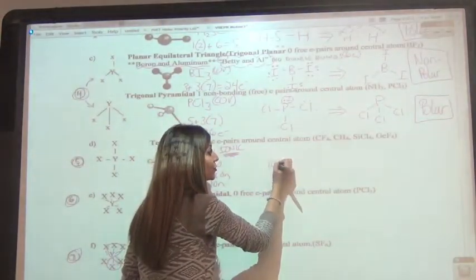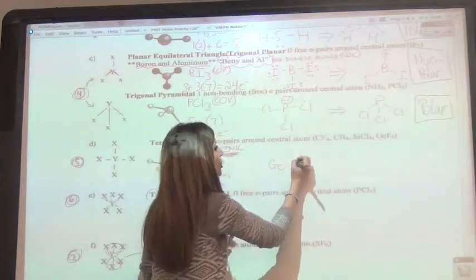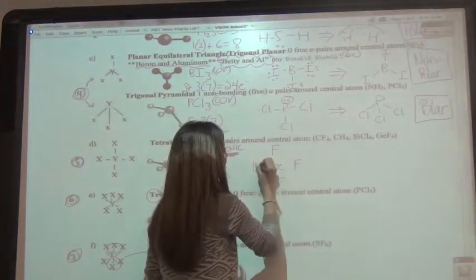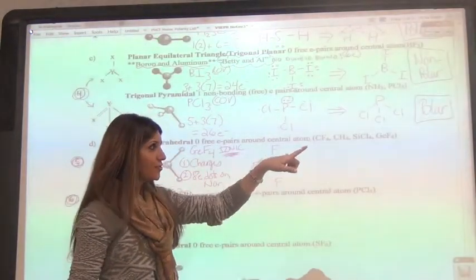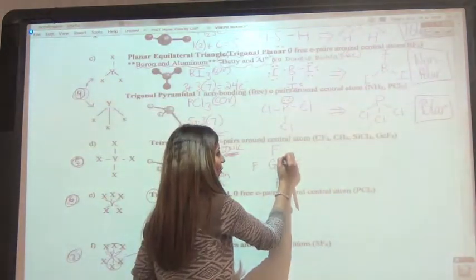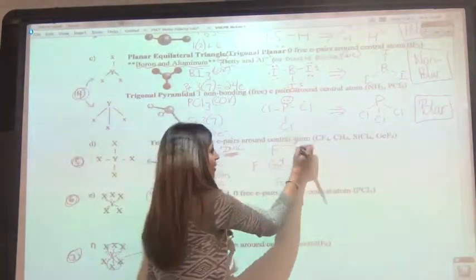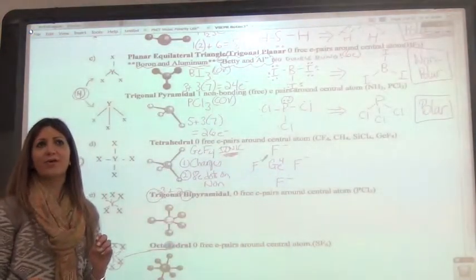Do not do a dash. No dashes. Ionics do not get dashes. So we're going to go F, F, F, and F. And now let's put our charges on. Germanium has a +4. So if you look above the symbol, it says +4. And what is each fluorine's charge? -1, -1, -1, -1. Where do all 8 dots go?